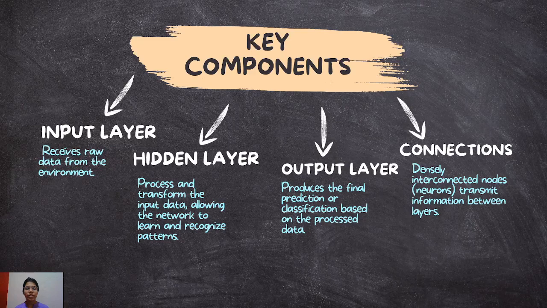Then what are the key components? There are a few key components. The first is the input layer, which receives the raw data from the environment, like sensors or surveys or whatever data sets. Then we have the hidden layer, which processes the input layer data, and from it, it recognizes the patterns and insights. Then we have the output layer, which produces the final prediction or the classification based on the processed data provided by the hidden layer. Then we have connections, which are the dense interconnected nodes for the transmission of data between each other.